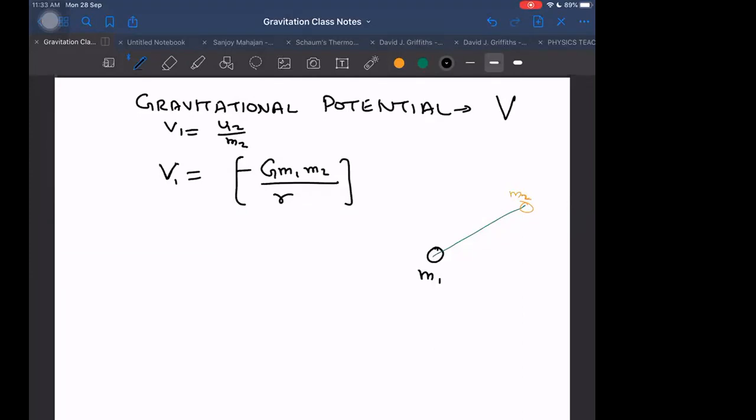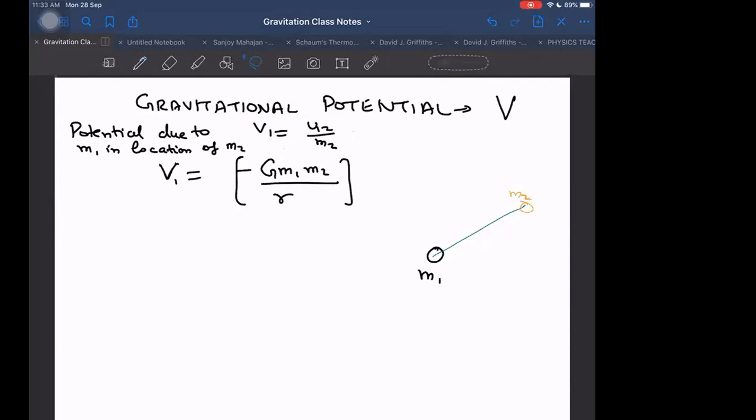What is V1 representing here? We should be writing it properly, otherwise we will not understand. V1 is the potential due to M1 at the location of M2, where M2 is present. Potential due to M1 at the location of M2.